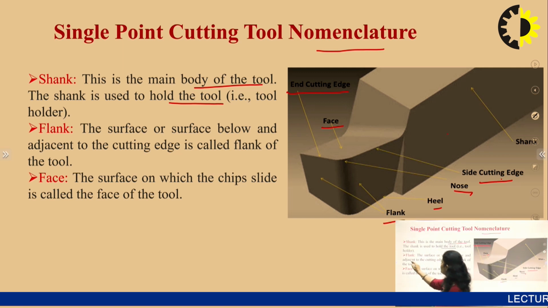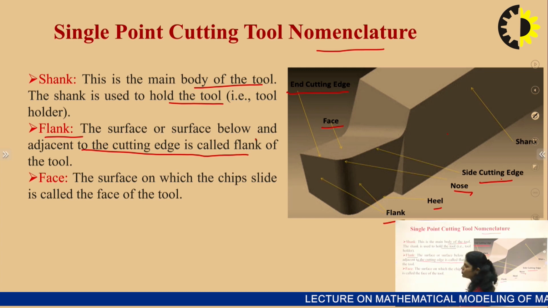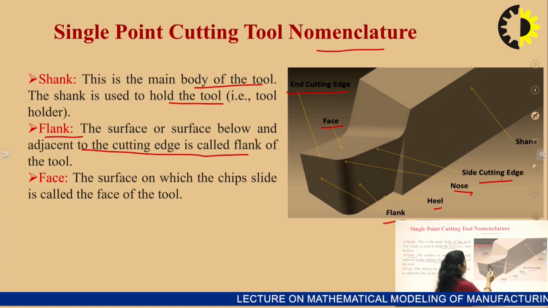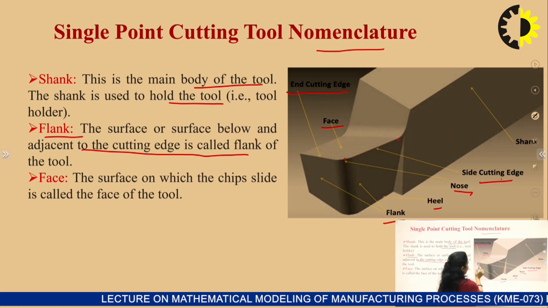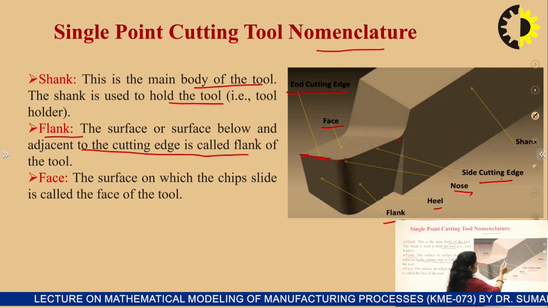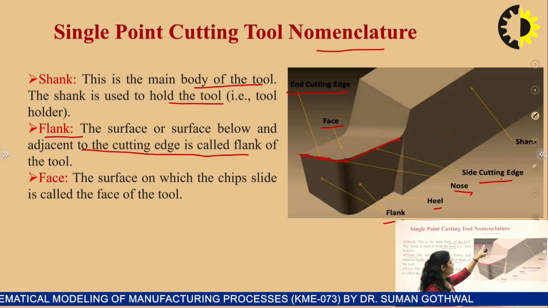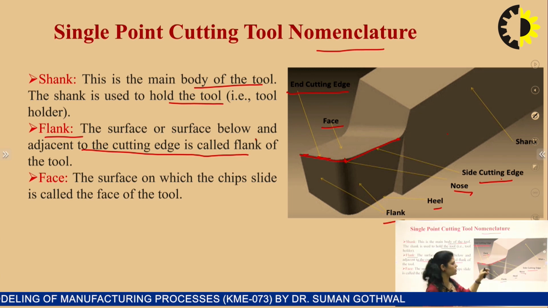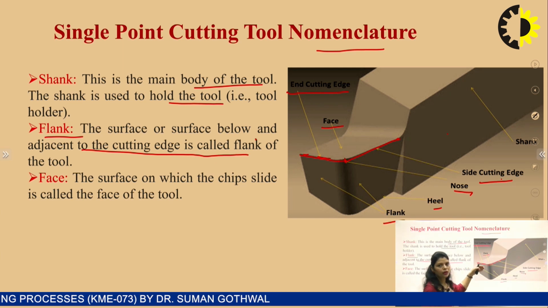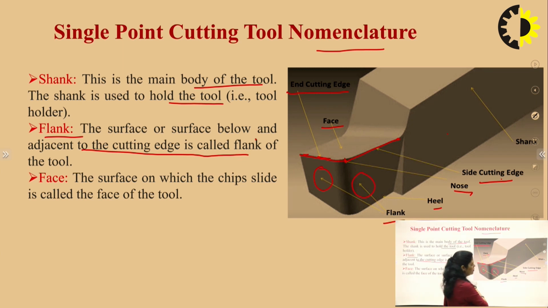Now, we come to the flank. The surface below and adjacent to the cutting edge is known as the flank of the tool. This is the end cutting edge, and this is the side cutting edge. There are two cutting edges, the end cutting edge and the side cutting edge. The surface below or adjacent to the cutting edge is the flank. So, this surface is flank and this surface is flank.